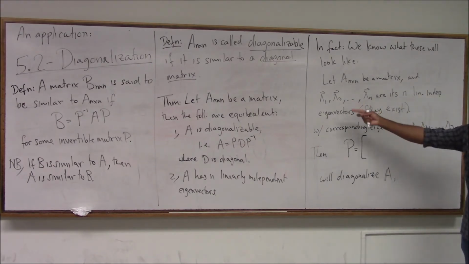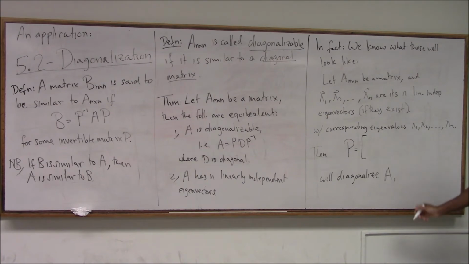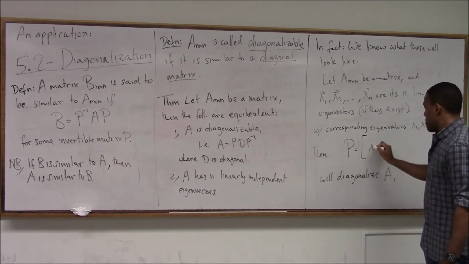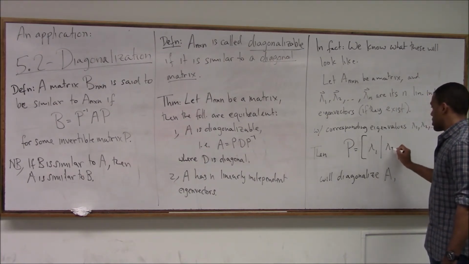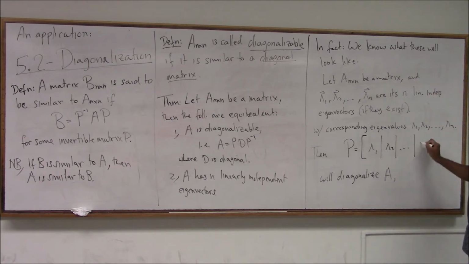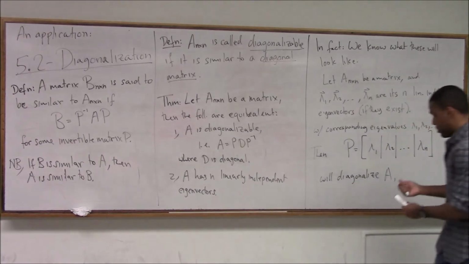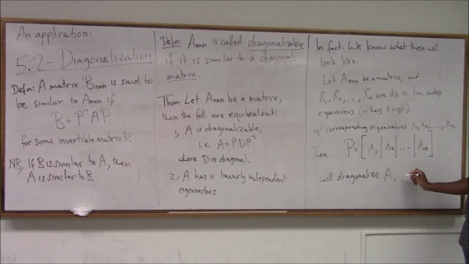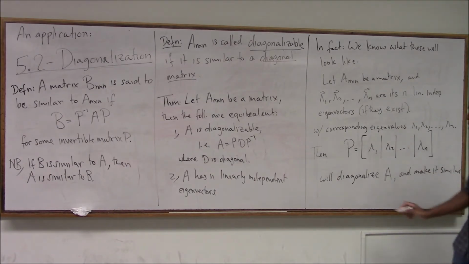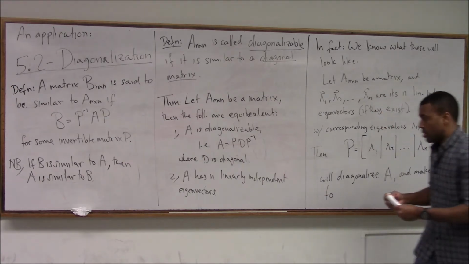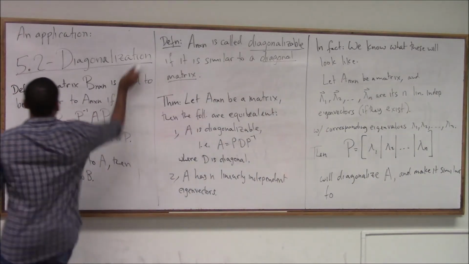You literally take the eigenvectors and put them as columns. Turns out if you make the eigenvectors the columns of a matrix, that n by n matrix will actually diagonalize A. It will operate as this matrix out here, and it will make it similar to this particular diagonal matrix.